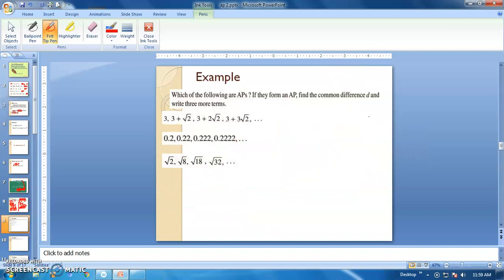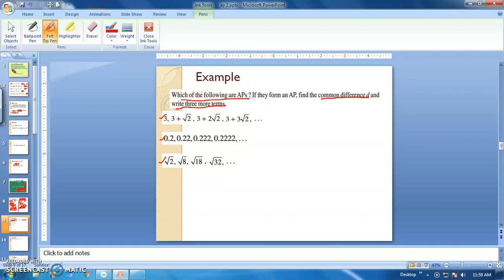Look at the next example. Which of the following are APs? That is the first question. Here 3 parts are given, 1, 2, 3 subdivisions. We are going to check which series are AP. And next, if they form an AP, find the common difference D and write the 3 more terms. So 3 questions are available here.